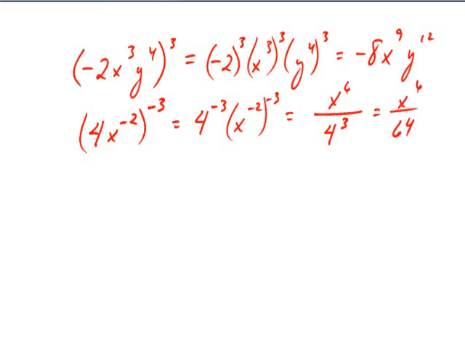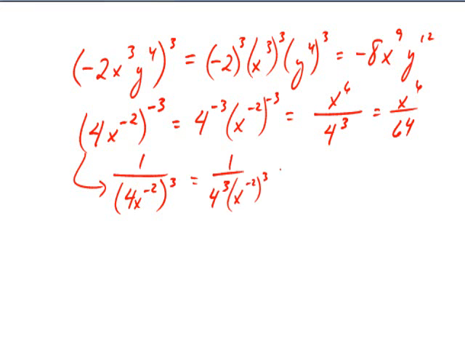We could have also worked that problem from the very beginning by rewriting this base of 4x to the negative second in the denominator raised to the third power, using the negative exponent rule from the beginning. If we work the problem this way, I still can take 4 to the third power and x to the negative second to the third power. I get 4 to the negative third as 64, x to the negative sixth, and then I can move x to the negative sixth to the numerator as x to the sixth.